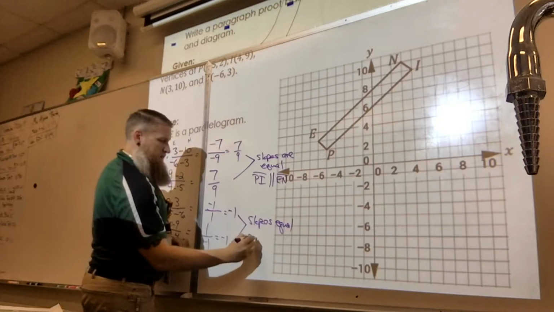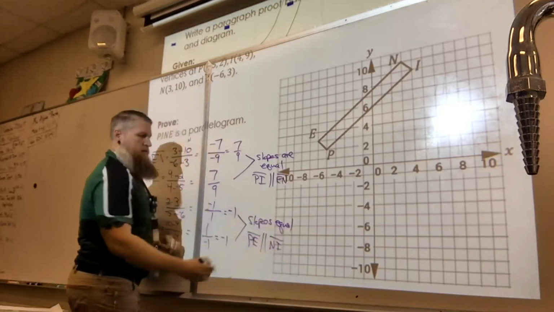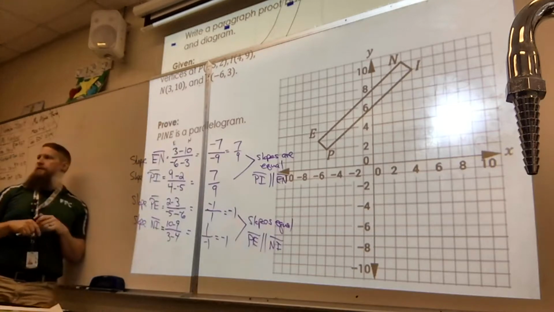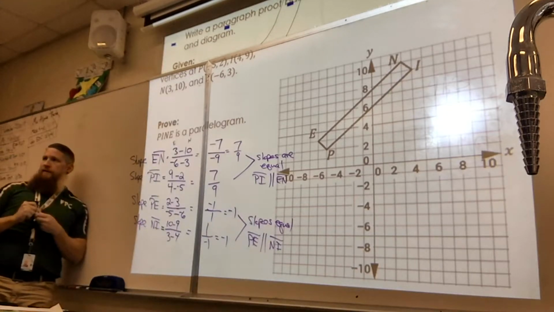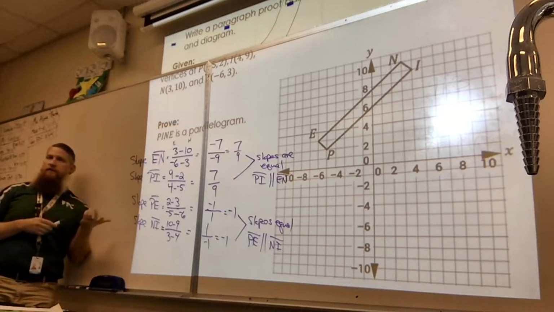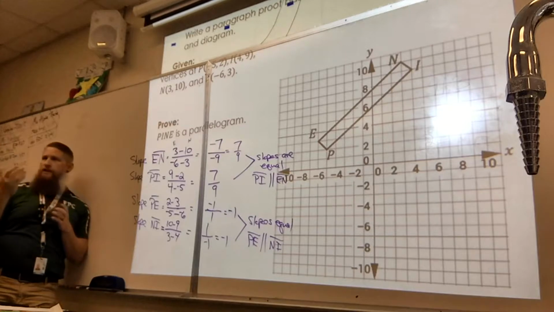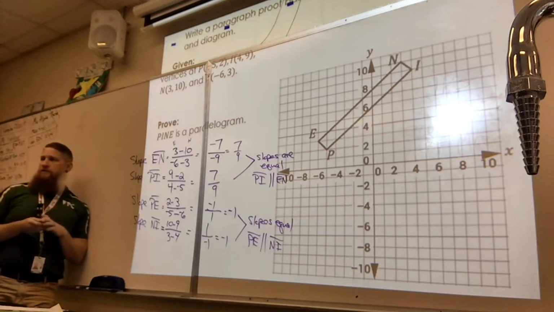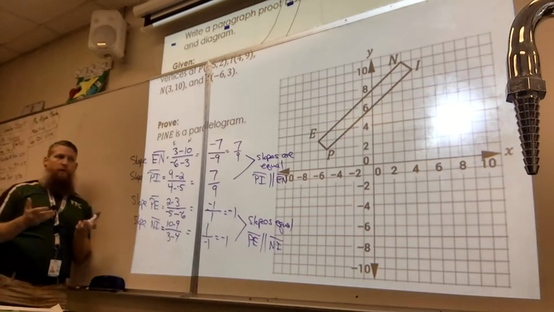Which means that those things are parallel. Which in turn means that the thing's a parallelogram. Okay, so that would be like the whole proof of it. All right, now again, I could have gone the alternate way. I could have done distance for each side and just show that the opposite sides have the same length. If you prefer that, do it.